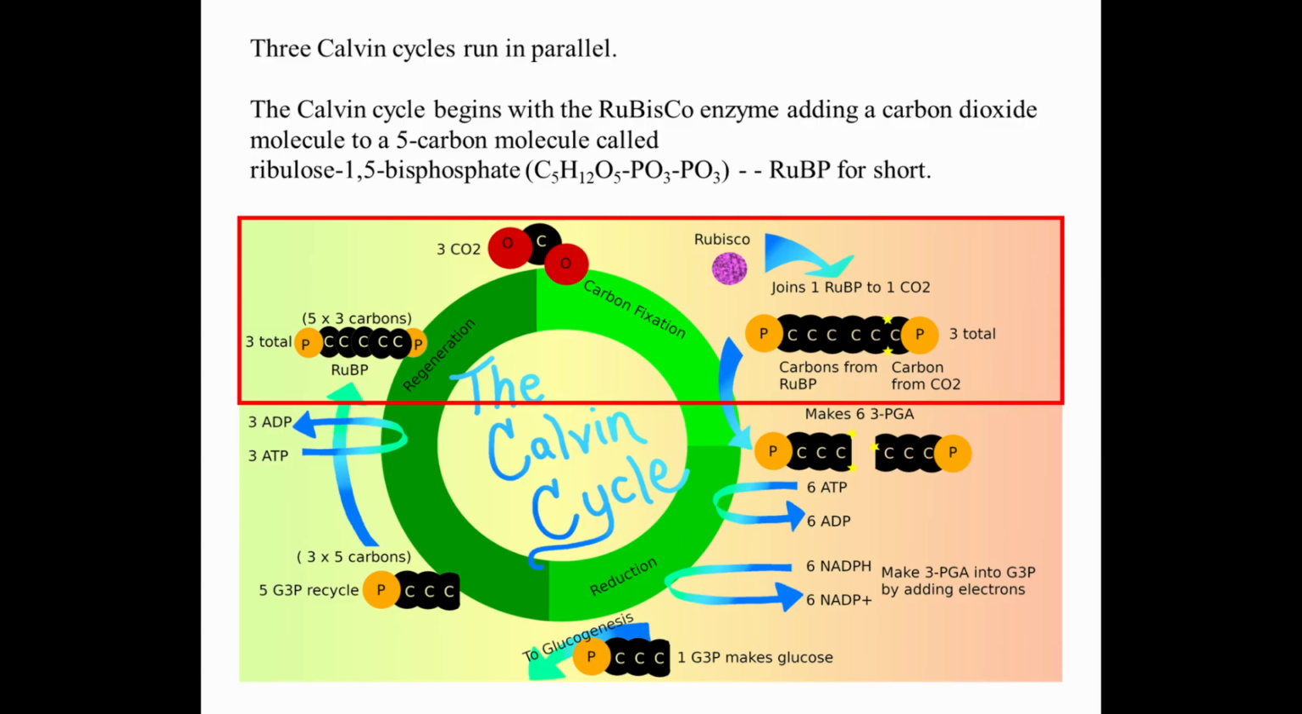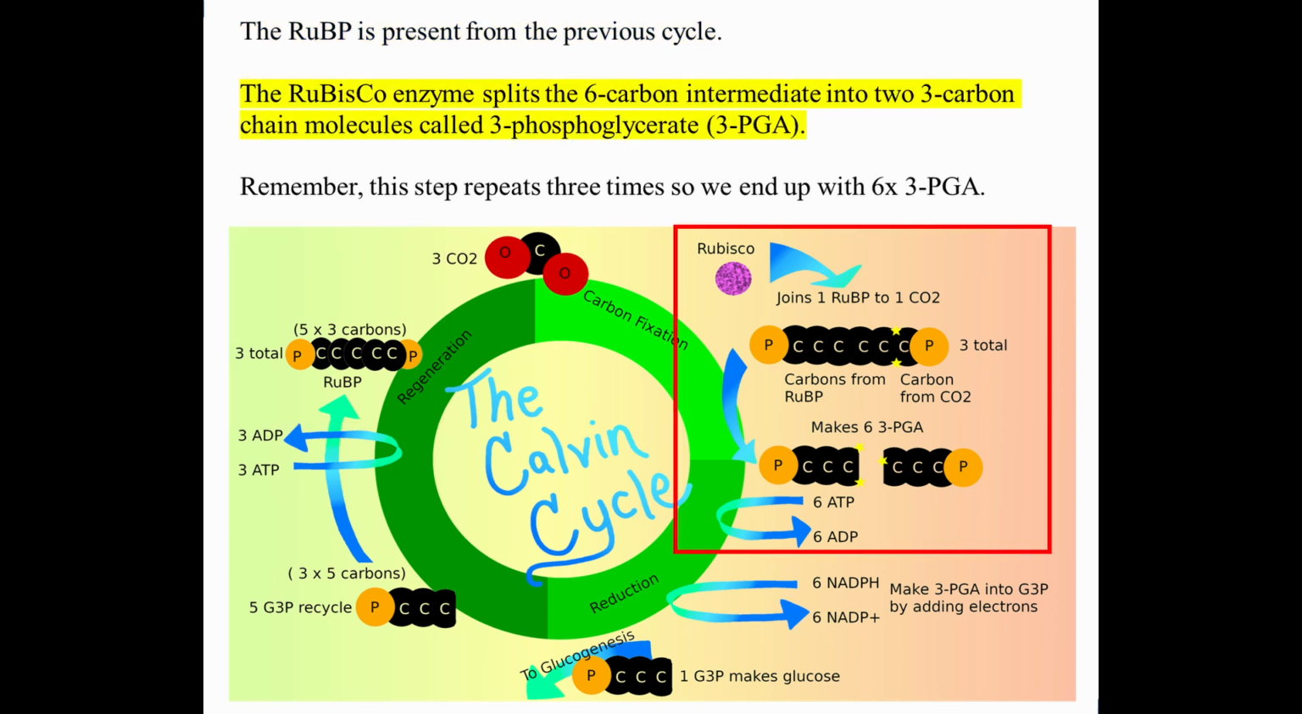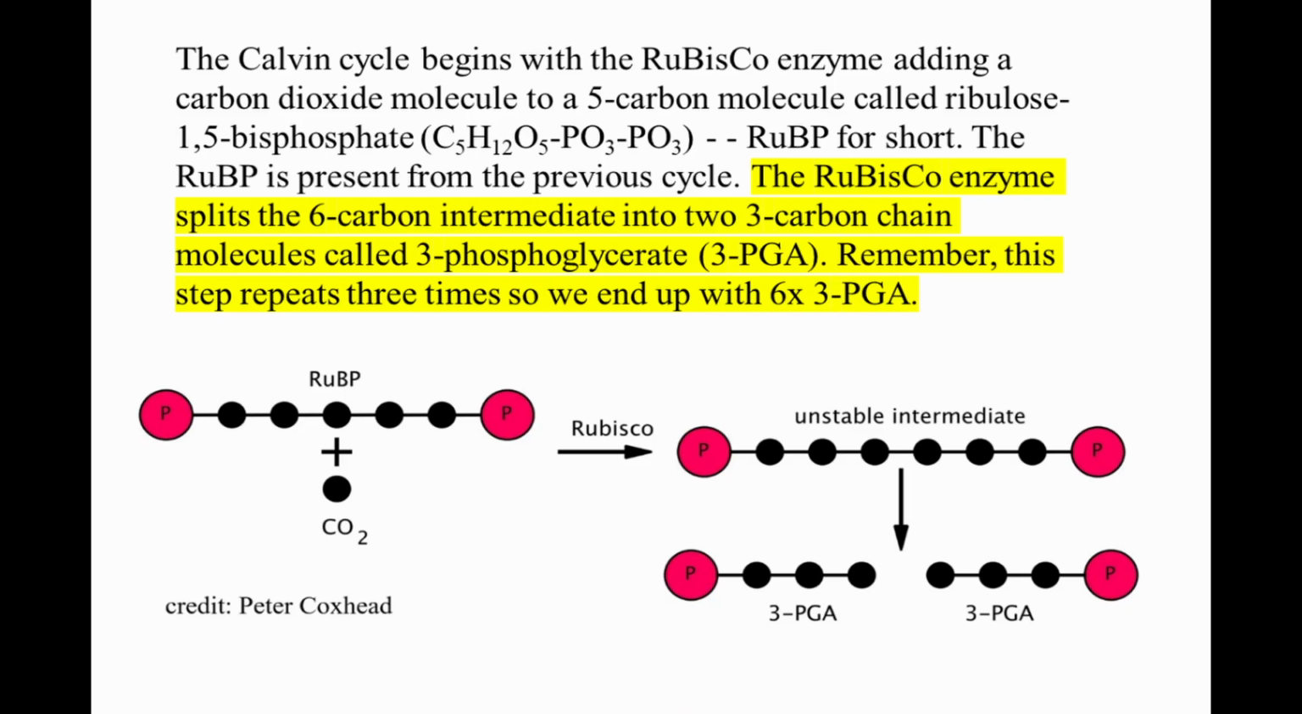The Calvin cycle begins with the RuBisCO enzyme adding a carbon dioxide molecule to a 5-carbon molecule called ribulose 1,5-bisphosphate, C5H12O5PO3, RuBP for short. The RuBP is present from the previous cycle. The RuBisCO enzyme splits the 6-carbon intermediate into 2 3-carbon chain molecules called 3-phosphoglycerate, 3-PGA. Remember, this step repeats 3 times, so we end up with 6 times 3-PGA.